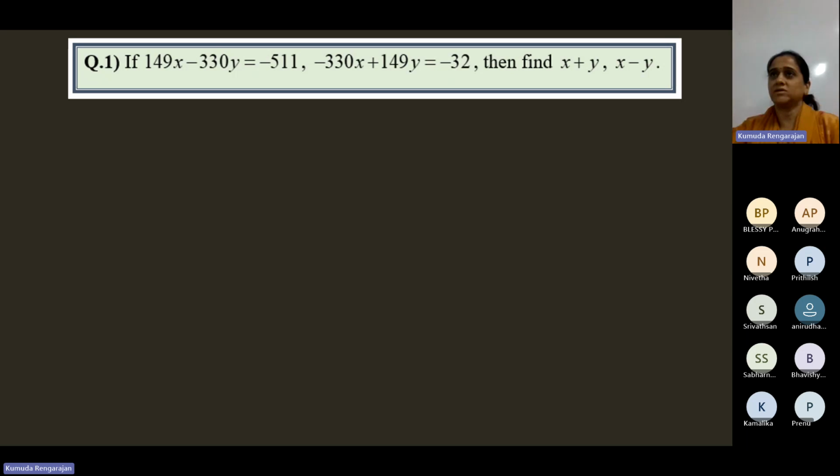Very good, so you remember the method. You should correct it. Your friend is also doing the same thing.